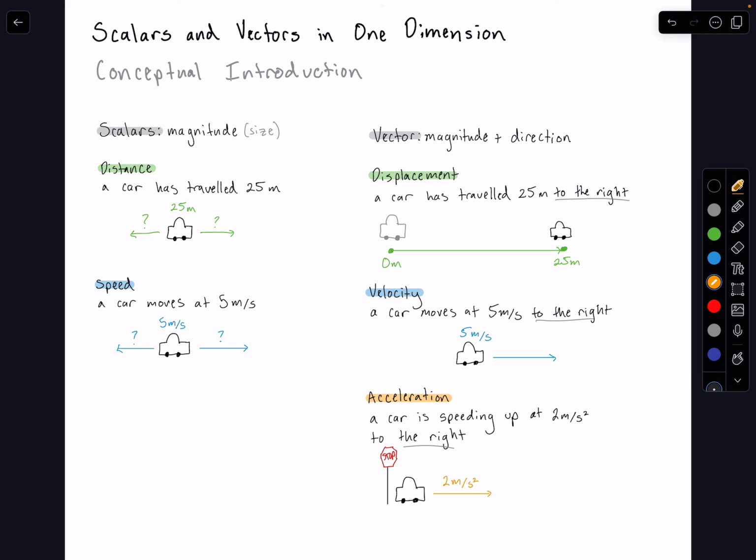So we'll get a bit more into distance versus displacement, speed versus velocity, and acceleration in some of our future videos, but I hope this gives you a general introduction to scalars and vectors and a bit better of an intuitive understanding.